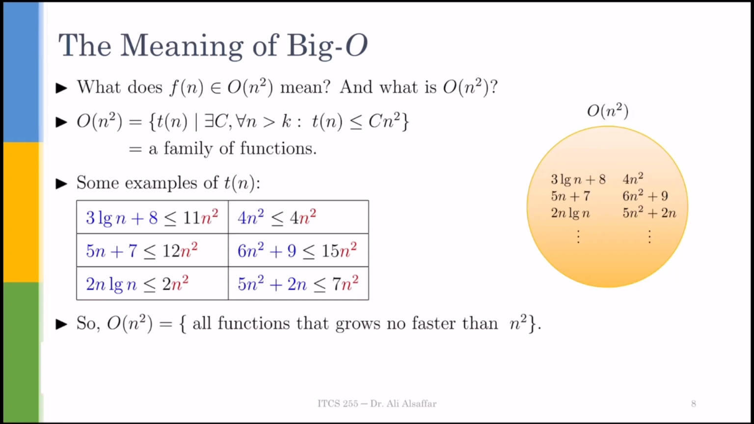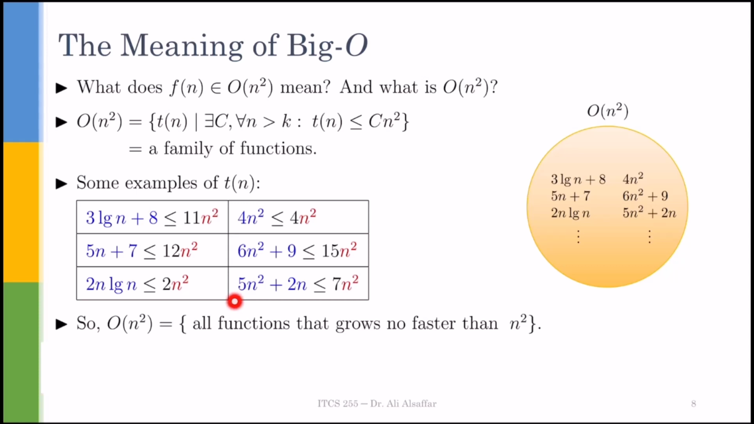Now, any polynomial of degree 2 is also part of the order of n squared. And here are some examples. For example, 6n squared plus 9 is order of n squared, because when you apply the basic definition, this inequality, the value of c is equal to 15. Of course, these constants c are not unique. You can find other values as well, but you need only one.